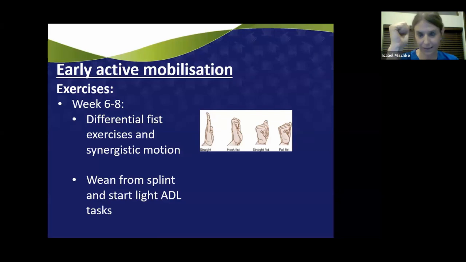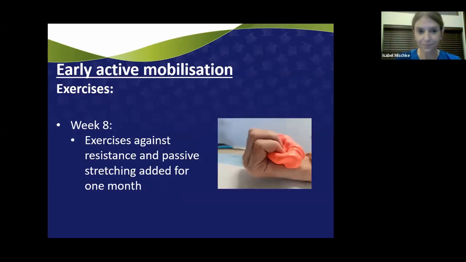and they can start doing hook fist, straight fist, and full fist. However, if you do have a nerve component, like the ulnar nerve or the median nerve, then you would rather put your patient at week 6, and we'll cover that now, in an MP block splint and go for making a full fist rather than doing a hook fist, because then you're going to encourage the claw deformity, and you don't want to do that.